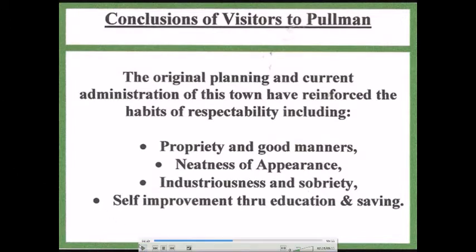Let's look at one of his slides here for a second. Conclusions of visitors to Pullman. They said the original planning and current administration of his town have reinforced the habits of respectability, including propriety and good manners, neatness of appearance, industriousness and sobriety, you know, hard work, not drinking a lot, self-improvement through education and saving.